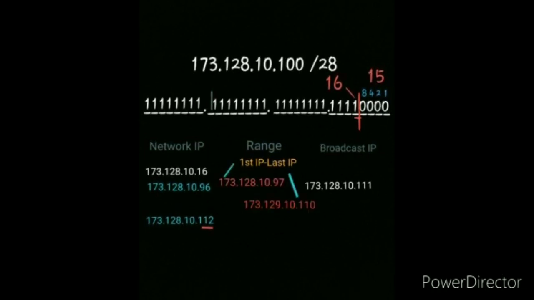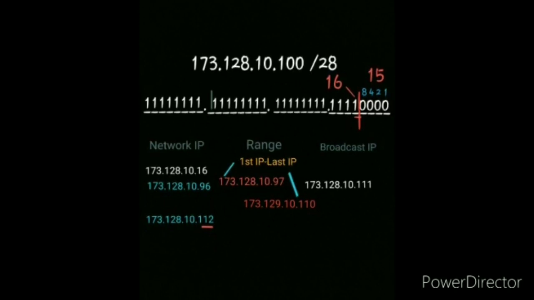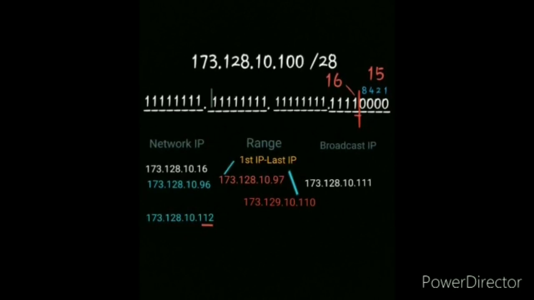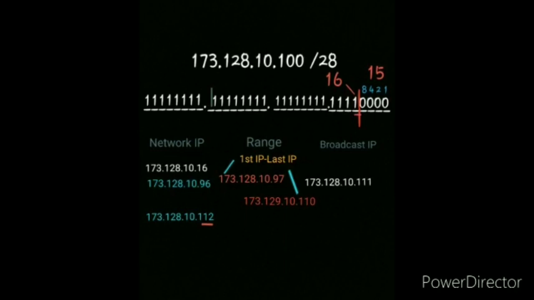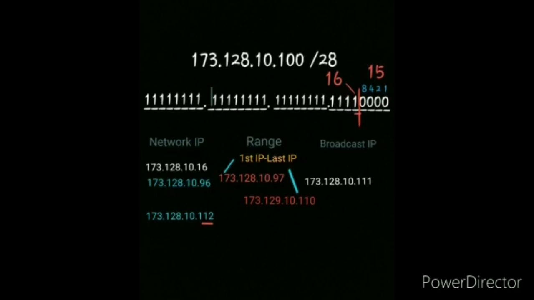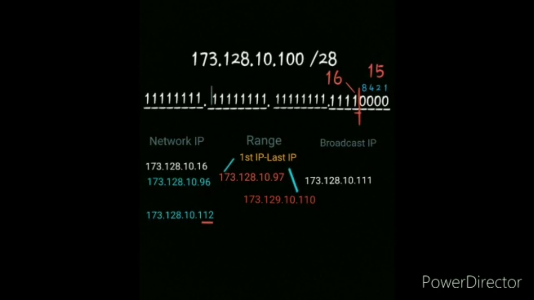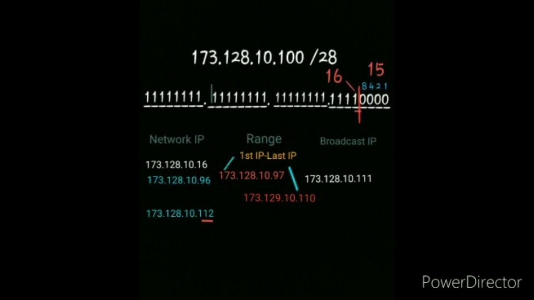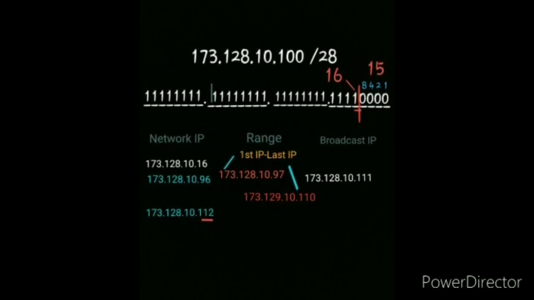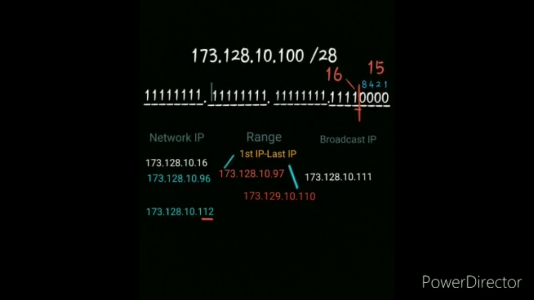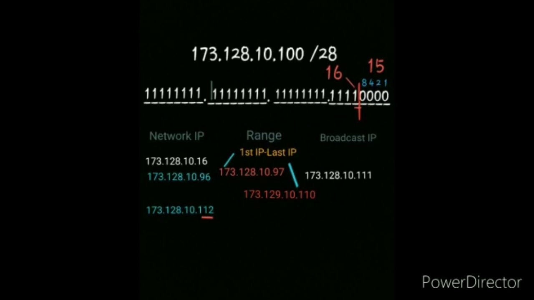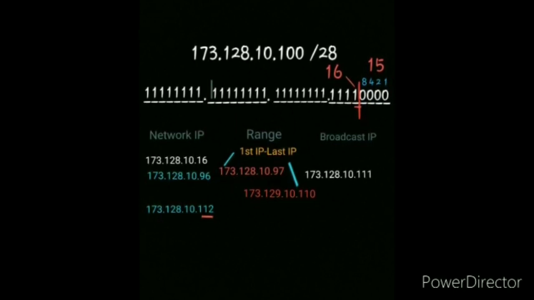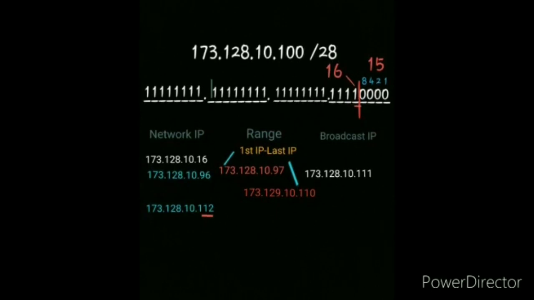The answer will be 173.128.10.111. And then we need to get the first IP in the range, which we need to add 1 from .96. The first IP will be 173.128.10.97, and the last IP will be coming from 173.128.10.111, just less 1 in .111. The last IP will be 173.128.10.110. So that will be our final answer.